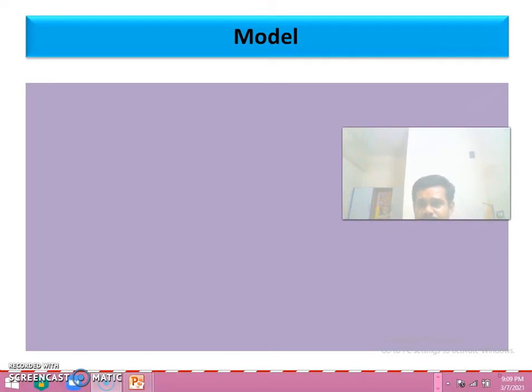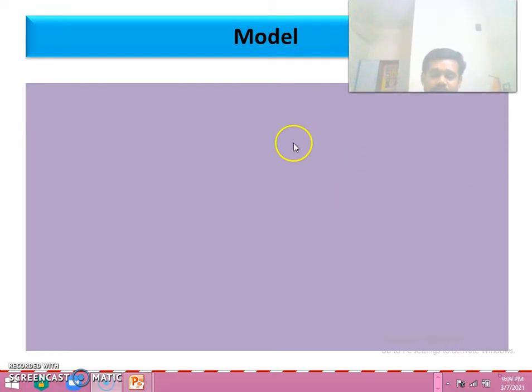Now we are going to see what is meant by a model. Our topic is mathematical modeling. In this mathematical modeling, first we have studied what is meant by transfer function. Then we have studied the need of transfer function. Then we have studied why we are using Laplace transform. Then we are going to study the model.